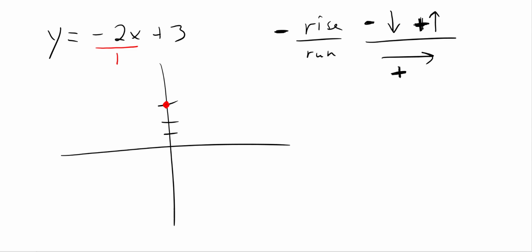So in this case here, it's negative 2 over 1. Okay? So from the red dot I just plotted, negative 2, so negative 1, negative 2, and then to the right 1. And then you draw your line.